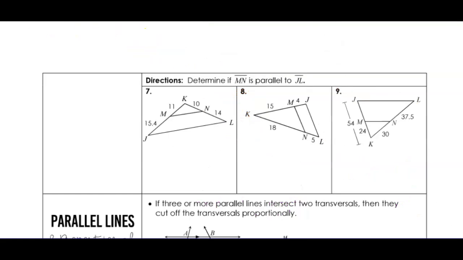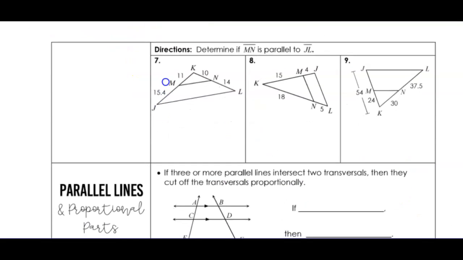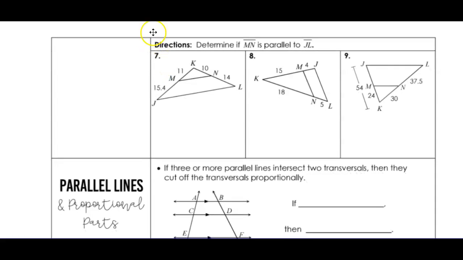All right. On the next page, page 22, let's take a minute to see how these are set up. So it wants us to determine if MN is parallel to JL. So that kind of goes to that converse where we were saying if we have proportionality, then we have parallel, just like if we have parallel, then we have proportionality. So all we're doing here is testing to see if these two sides divide out the same way. So if I test 11 over 15.4, do I get the same thing as if I test 10 divided by 14?